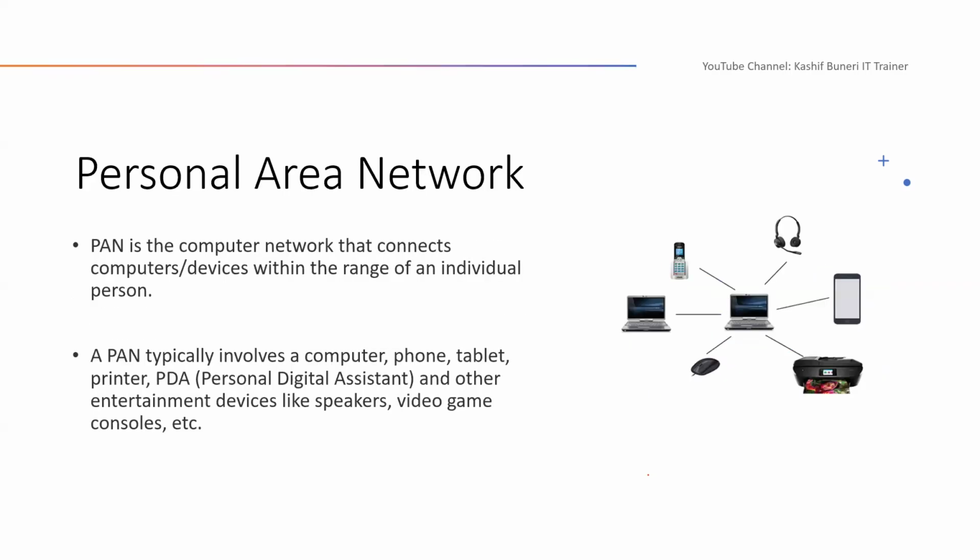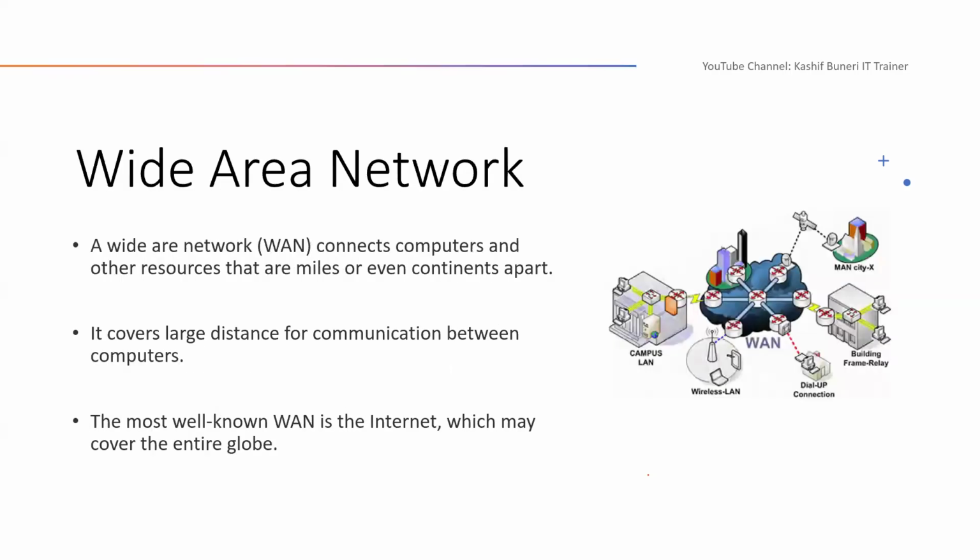Personal area network. As we discussed, a PAN is a computer network that connects computers and devices within the range of an individual person. A PAN typically involves a computer, phone, tablet, printer, PDA, and other entertainment devices like speakers, video game consoles, etc. These are examples of a personal area network.